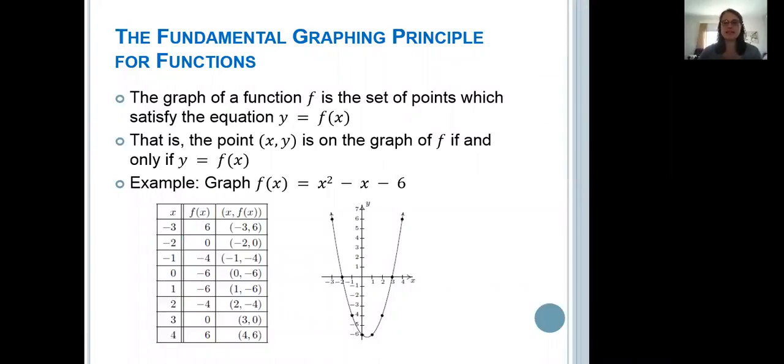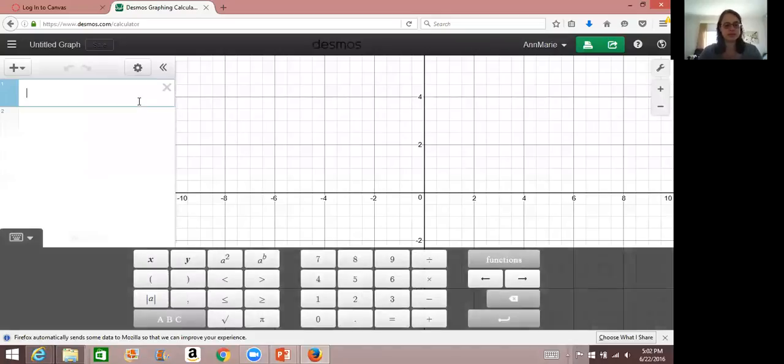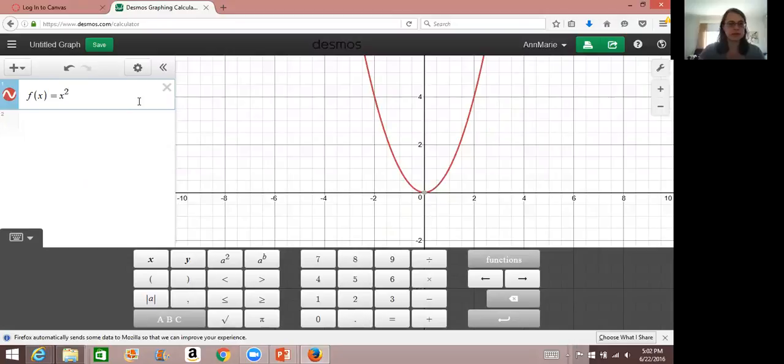The fundamental idea of graphing a function is that we are drawing a picture of the set of points that satisfy the function. So if we're going to graph this function, let's just do this on Desmos. f of x equals x squared minus x minus 6. On Desmos, I can just type f of x equals x squared minus x minus 6.